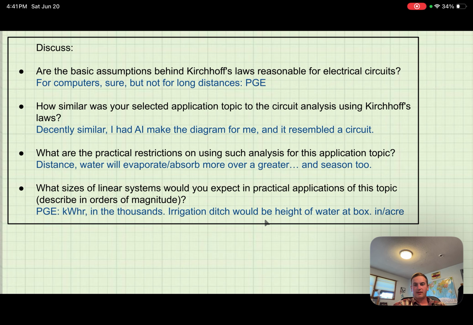Irrigation ditch in my example, that's going to be in inches per acre. Bigger farmers, bigger ranchers, they get more inches of water at their ditch box. That's in height, right? At your ditch box, they're going to get more water legally because they have more land that they need to water. They need more water on their land because they have more land. Yeah, so that's going to be in inches.